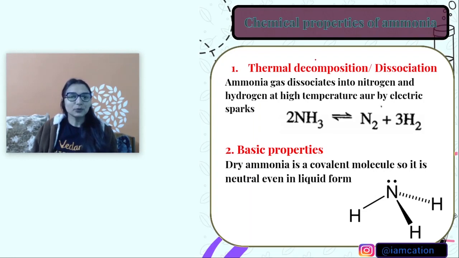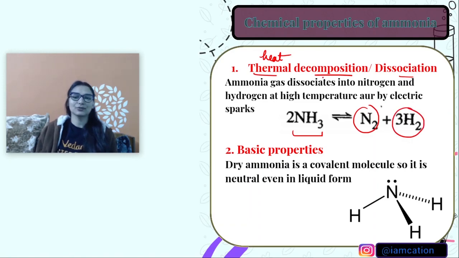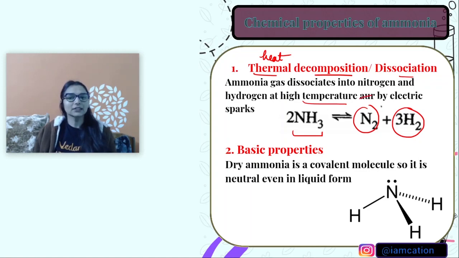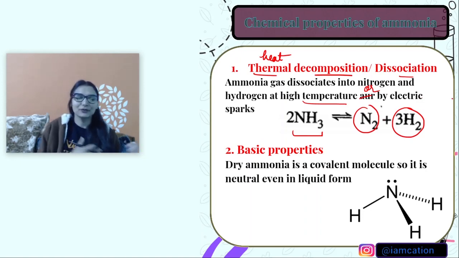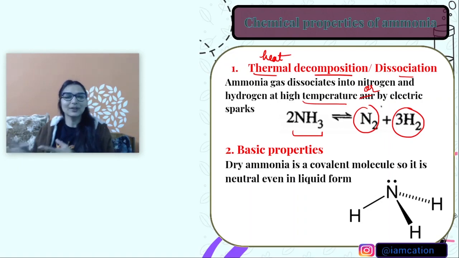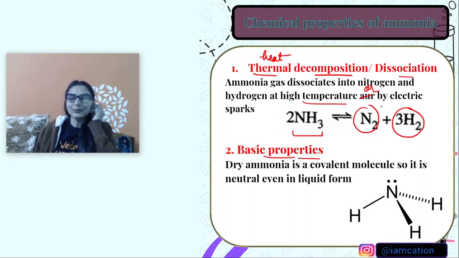Chemical properties of ammonia, thermal decomposition. Now, if you are just keeping ammonia gas, what will happen in the presence of heat? Therm means heat. So in the presence of heat, it will break down to give us nitrogen and hydrogen. At high temperature, dissociation also happens by electric sparks in the presence of electricity. In Haber's process you have seen the reverse reaction: hydrogen and nitrogen in the chamber giving ammonia. It is also having basic properties.